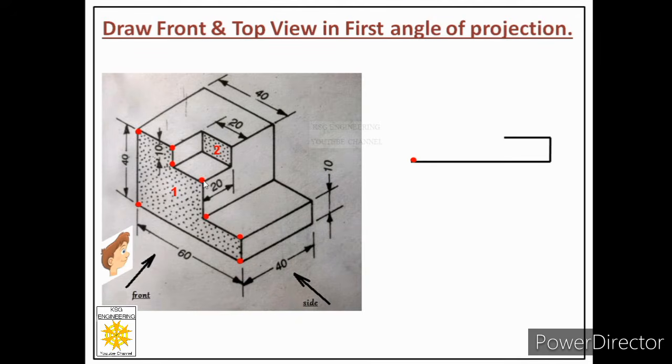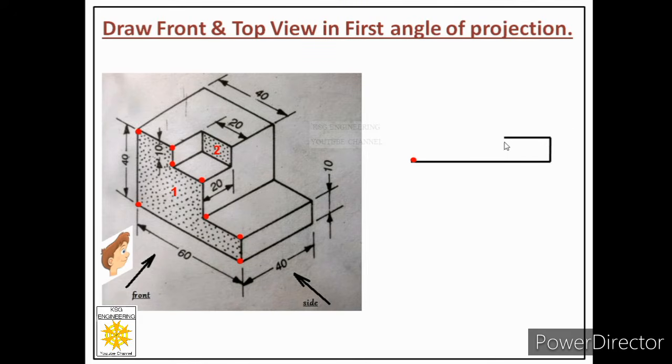Now we have to reach this point. Then how many units do we have to move in this direction? So this distance we have to find. The total height of the object is 40 millimeters, minus this height, minus this height. So 40 minus 10 minus 10. So this will be 20.